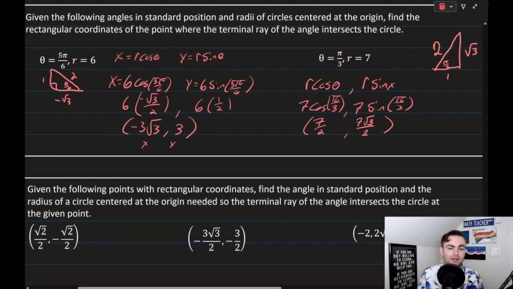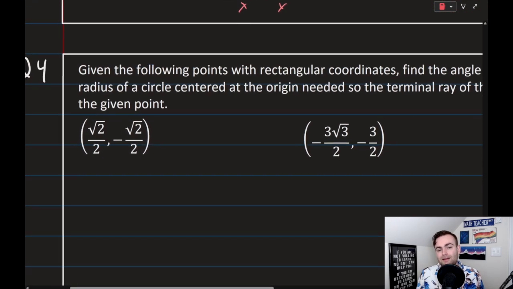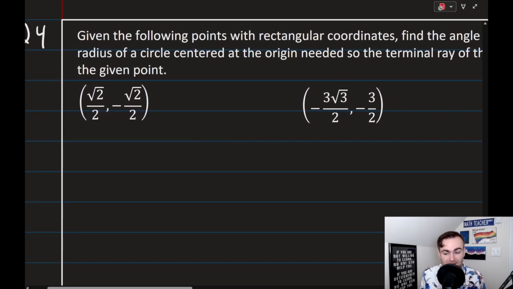What if I have xy coordinates and I want to find what the radius of a circle would be and the angle in standard position would be to produce those coordinates? Well, this is where we have to think a little bit outside of the box. These are our coordinates. Essentially, we're drawing a triangle with these, right?